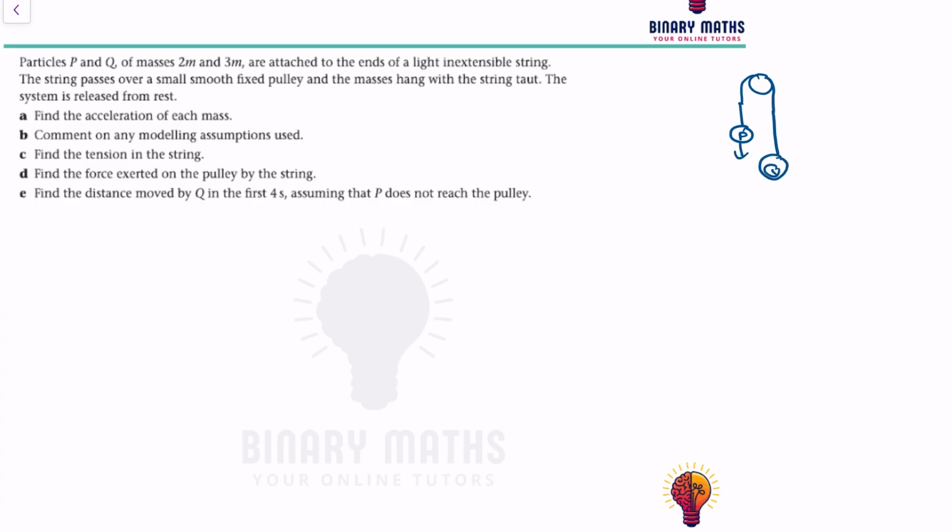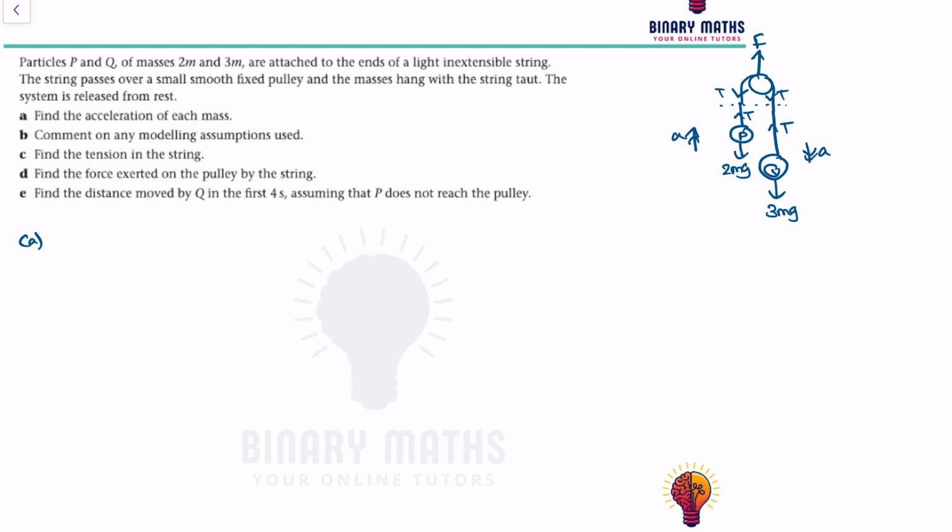Particle P has mass 2m, so its weight is 2mg. For particle Q, the weight is 3mg. P and Q also feel the tension of the string, and the pulley feels the tension as well. So there is some force that is holding up the pulley. Because Q is heavier, it will be accelerating this way for Q and accelerating that way for P.